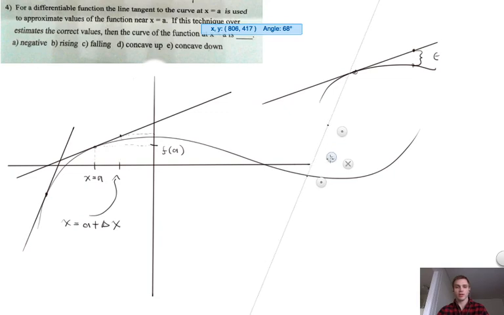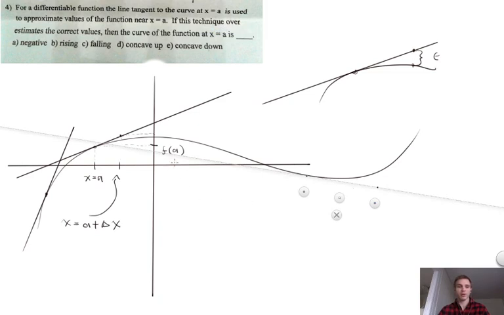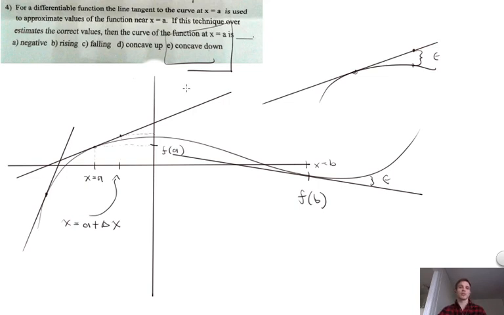So if we use f prime, let's call this f prime of b. This point is x equals b, and this is f of b, and this line is the tangent there. Well, this is an underestimate. This epsilon is an underestimate, because our estimate is below the curve, and what's happened here is we have concave up. So E is the correct answer, and I hope this helps.